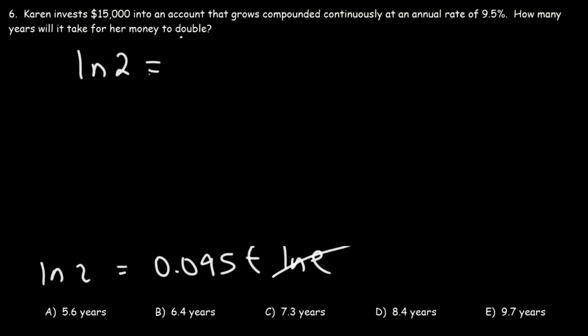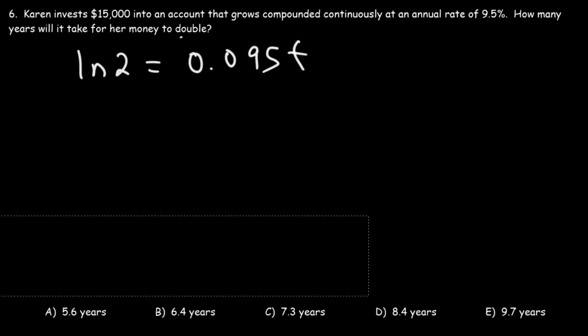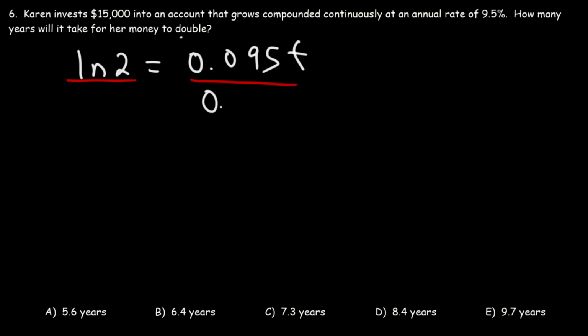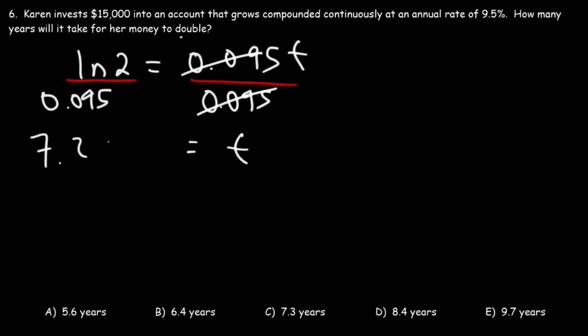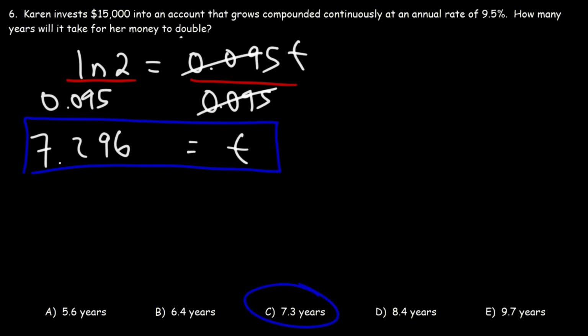So let's rewrite what we have on the top of the page. To isolate t, what we need to do next is divide both sides by 0.095. So the time it takes to double for a problem where it grows compounding continuously is simply the natural log of 2 divided by the annual interest rate as a decimal, 0.095. And so the answer I get is 7.296 with some other numbers. So we can round that to 7.3. So that's how long it's going to take for Karen's investment to double at this interest rate.